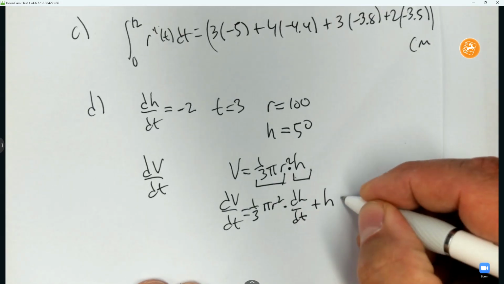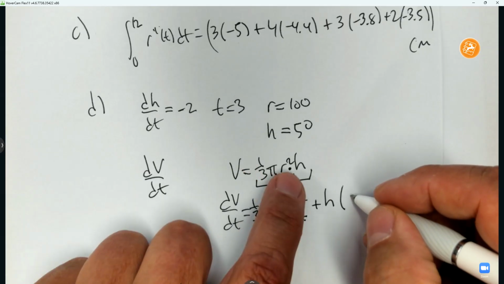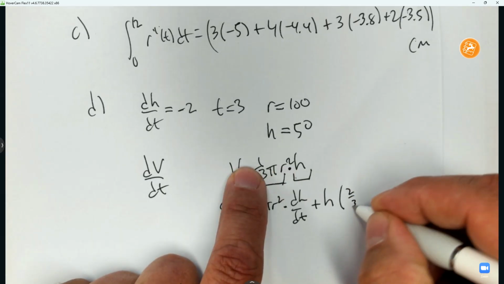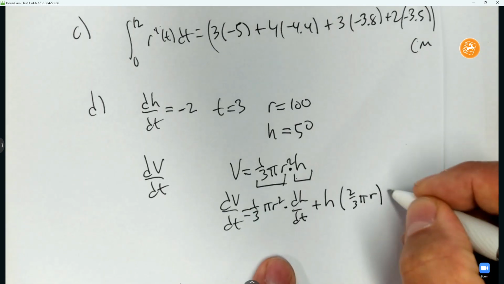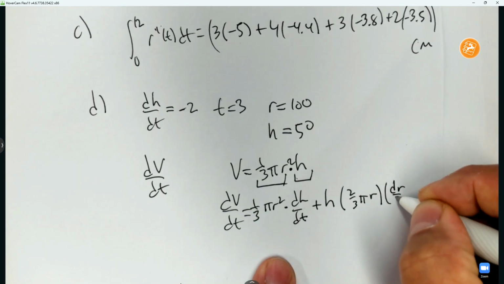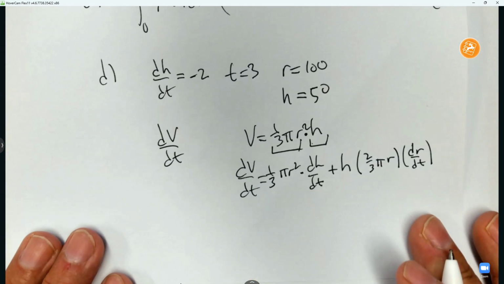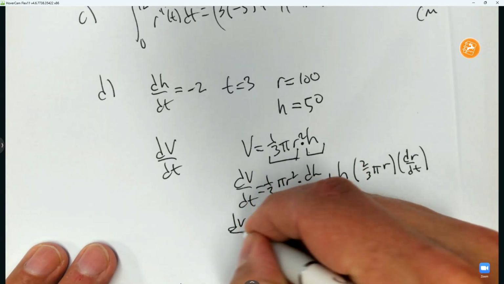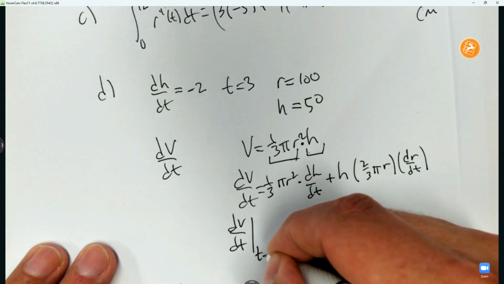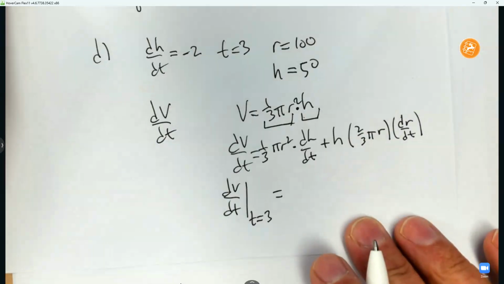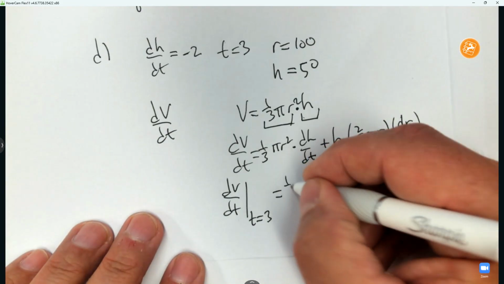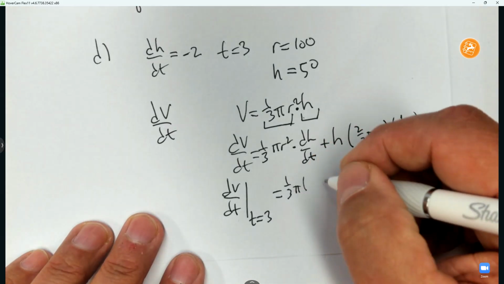Plus the second, which is h, times the derivative here. So 2 times 1/3, copy, and then subtract 1 from the exponent, and then times the hook for the radius, which is dr by dt. So there's the proper way of taking the radius. Now what is that when t equals 3? So what's the derivative when t equals 3? You don't need to simplify. We just plug those values in that you see above.